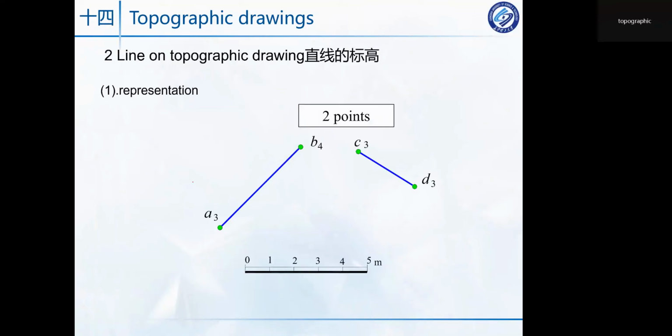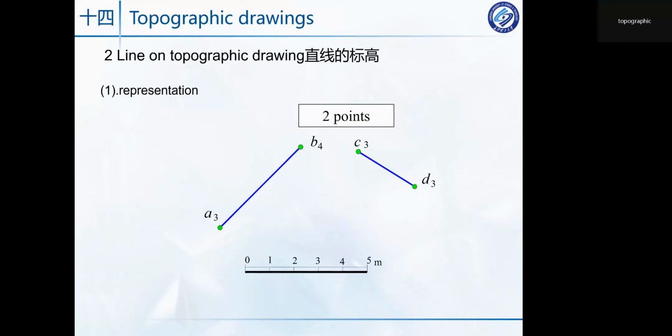The first one, representation. If you draw a line between A3 and B4, now you can get a way to represent the lines on the topographic drawing. For example, this one is A3. A3 means this is a point named A, and its elevation is 3. And here it is the same. The name is B, and the elevation is 4.